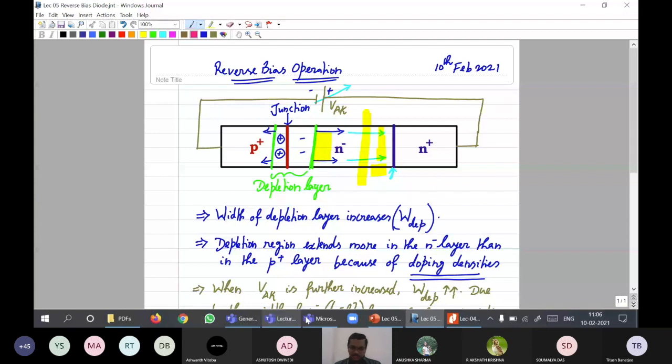What happened? There are no charges for moving around and carrying current. Therefore, the resistance of the diode in reverse bias condition will be very, very high. But because there won't be any current flowing through the device, though the voltage drop is going to be high, the power dissipated is going to be less in reverse bias condition. So that is the answer to the question. The resistance is going to be high under reverse bias condition. That is a normal thing.